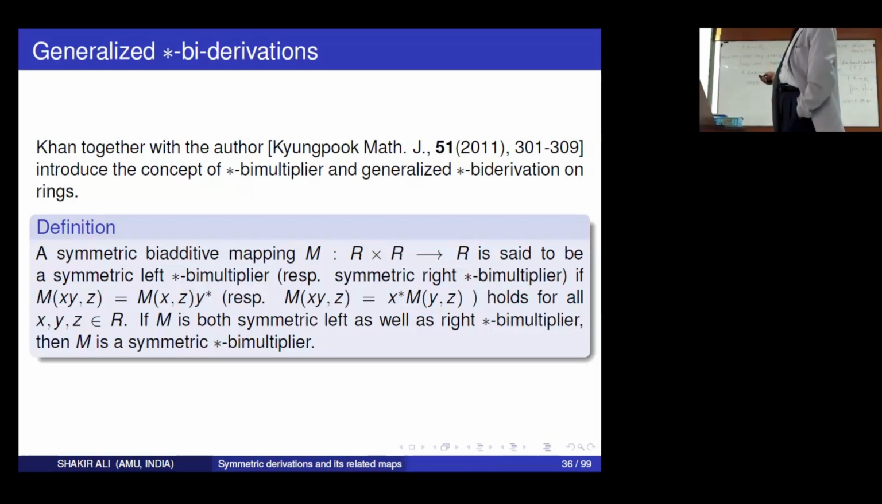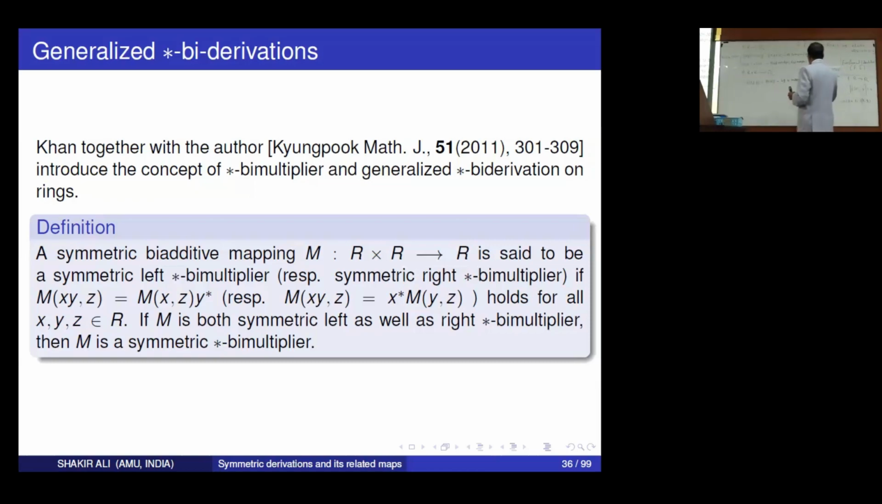So we define these notions here. That means a symmetric biadditive map from R to R is said to be a symmetric left star bimultiplier. Star is an involution; we use it and introduce another map, in fact. Okay, and if you have a star, this is a map from R to R, and up to this it is additive.